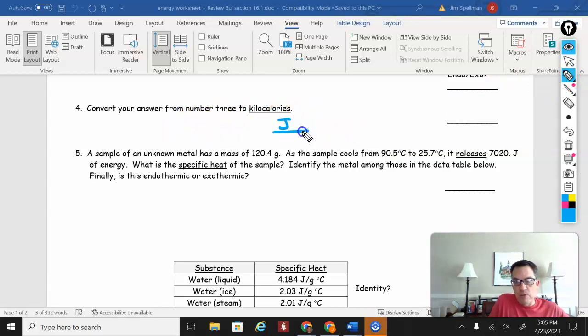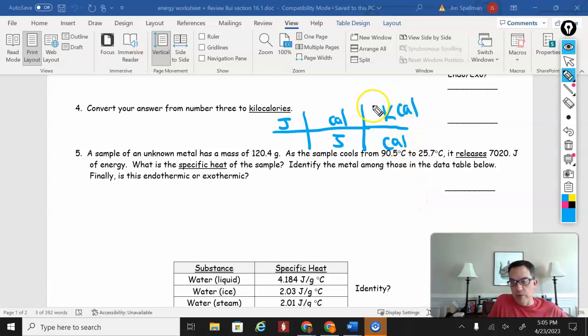So your answer is going to be in joules. So we can get rid of joules and change it to little c calories, just like we did on number 2. And then you're going to get rid of your little c calories and change those to kilocalories. The relationship up there was that 1 kilocalorie is 1,000 calories. You're going to use your same number here that you did in number 2 to show the relationship that you have there.